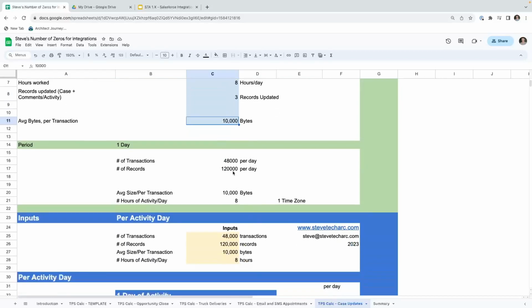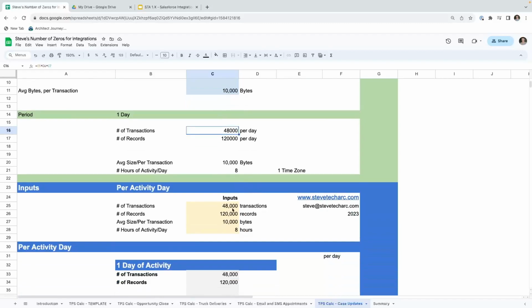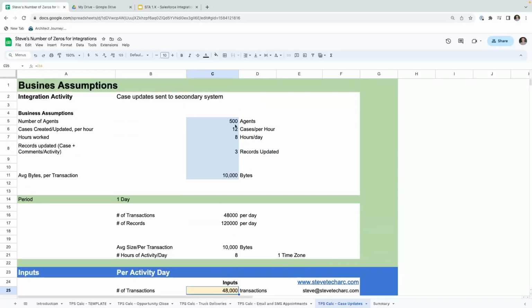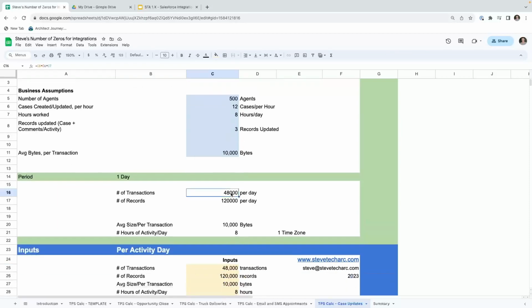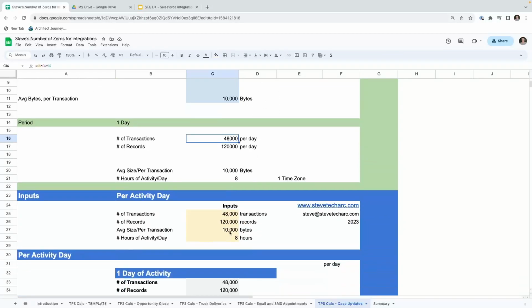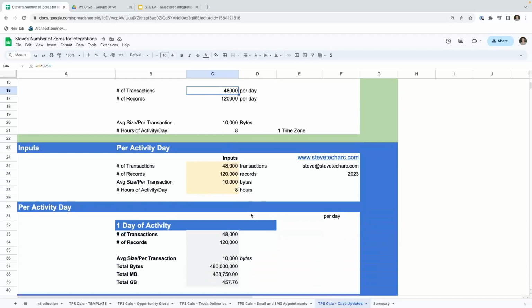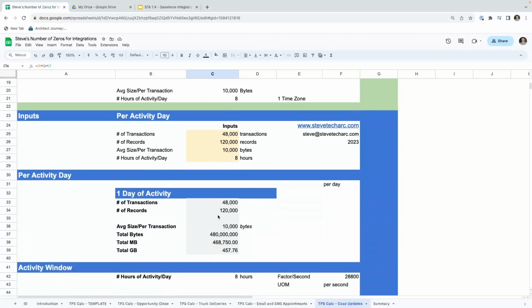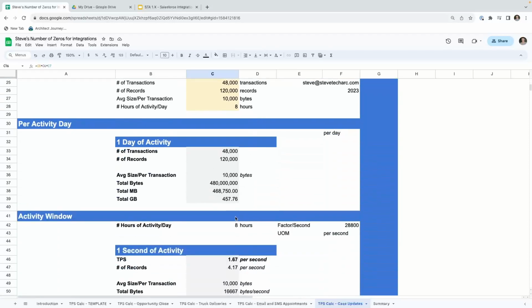From here, we can do our math, which is the number per day. And we're up to 48,000 transactions per day, which we can kind of do the sniff test, 12 times 500 times 8. And you'll see that that's these numbers, C5, C6, C7. The business can buy into this. And then from there, we have our number of bytes, and we're saying an 8-hour duration. And then we can get to total number of transactions, 8 hours.